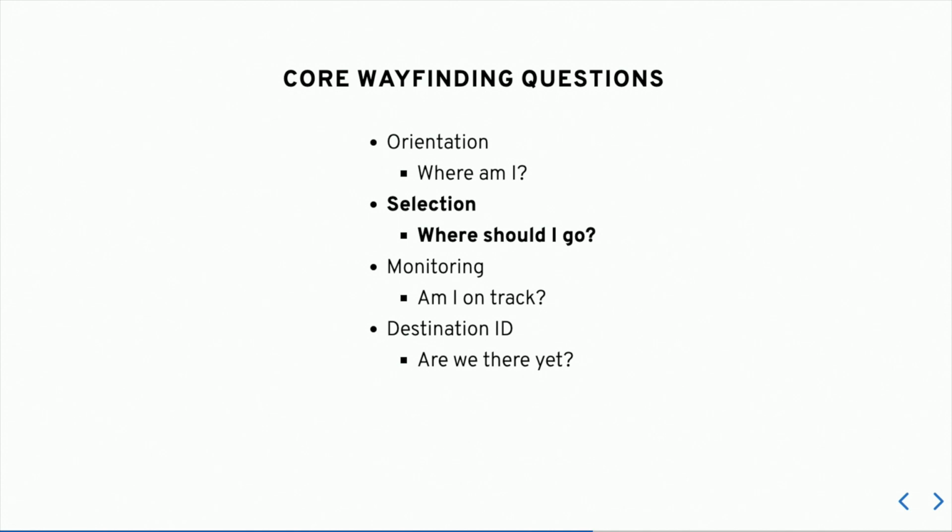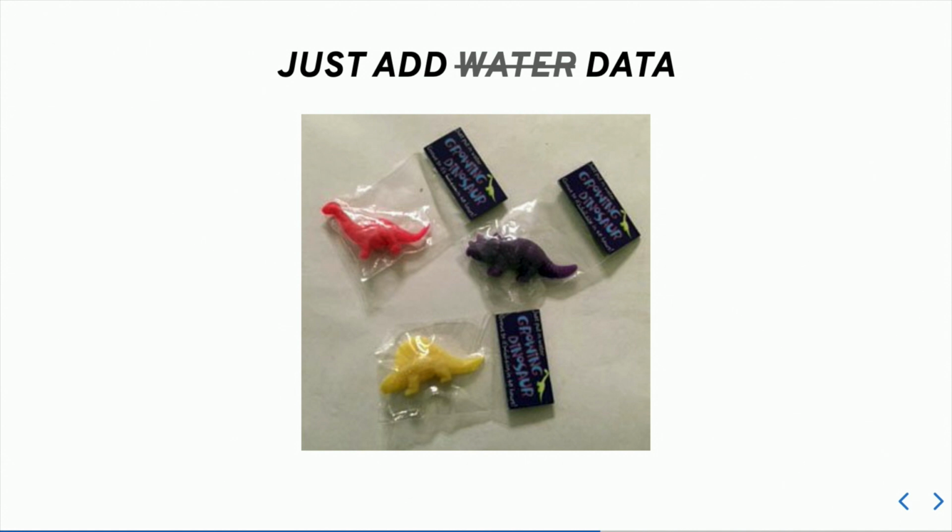There are several core questions in any wayfinding process, but I focused on selection. The feeling that I had at the end of the previous demo was, I have this automatically generated map. I know how to make it less busy, but I'm not sure what to do with it yet. So there's this idea that maybe we'll add some data and the usefulness of this map might increase, like one of those water grow toys.